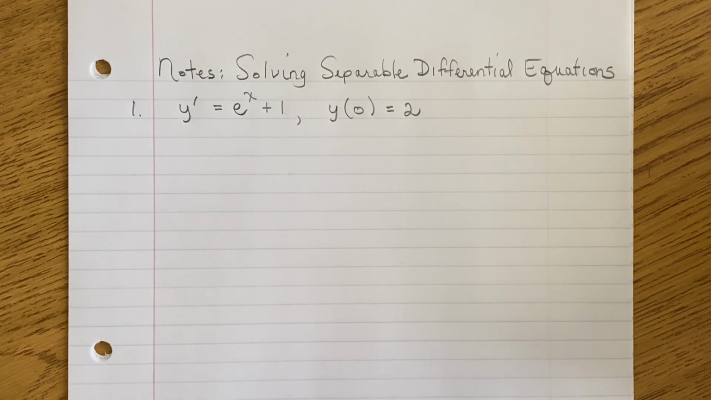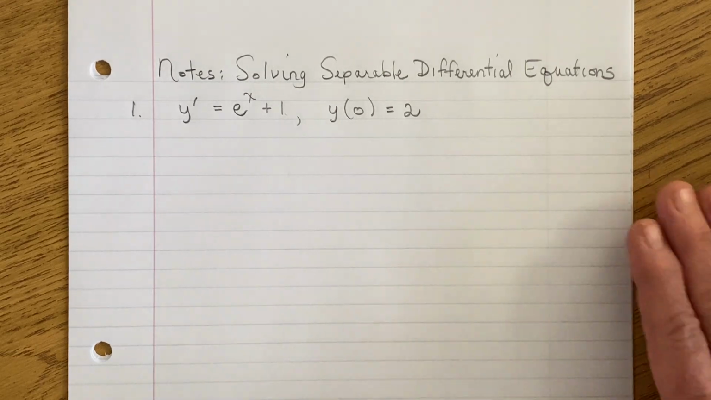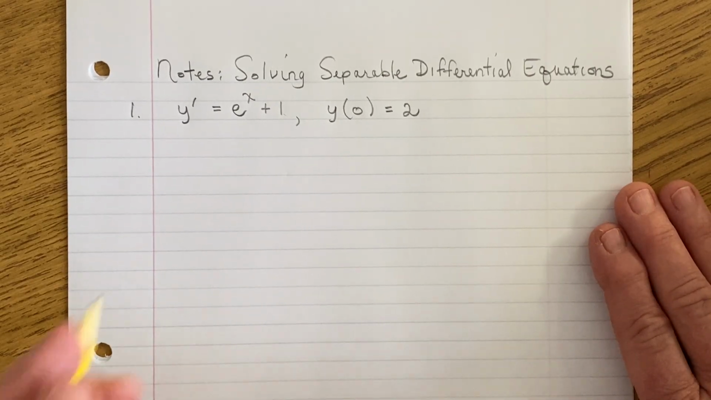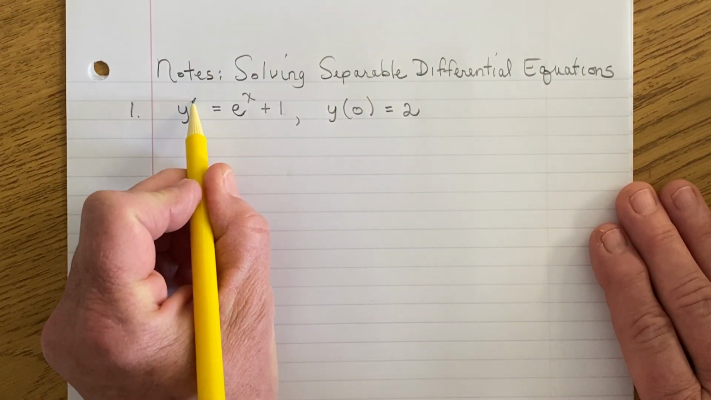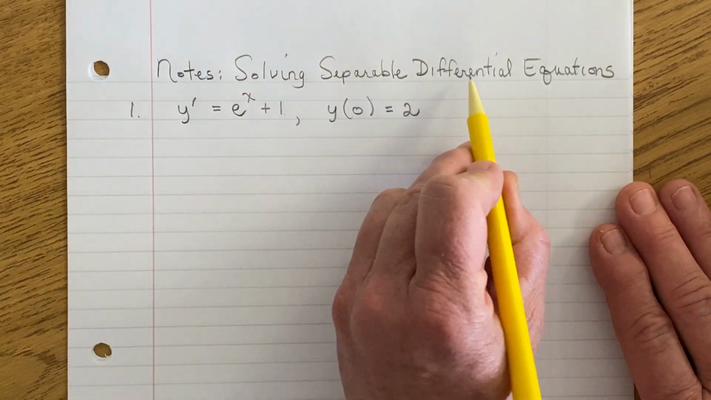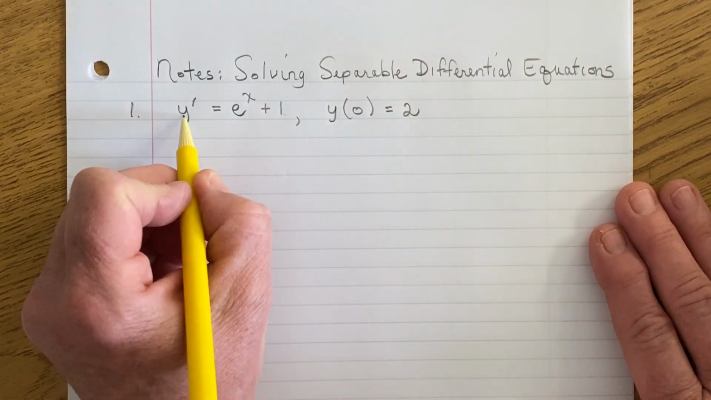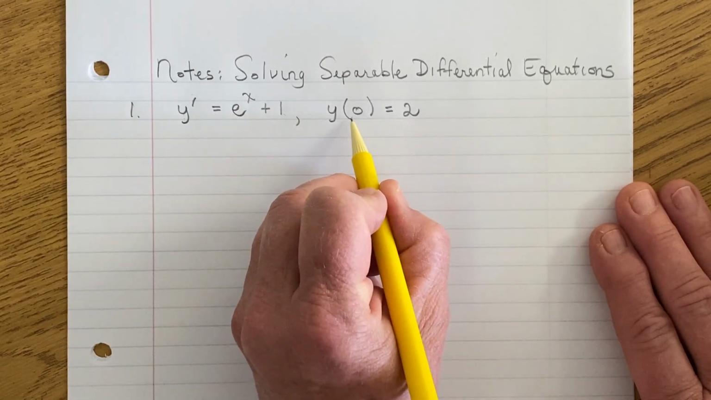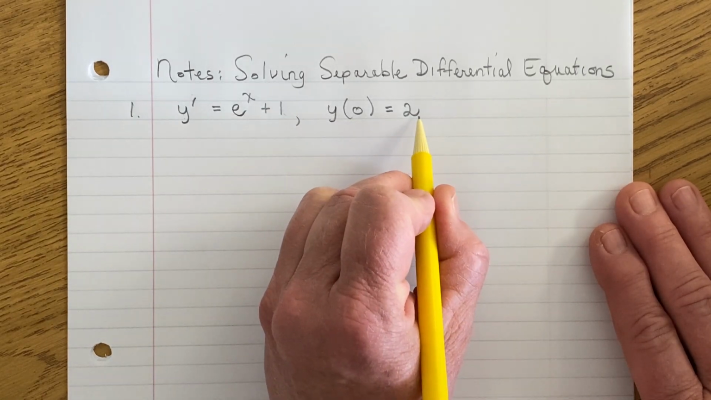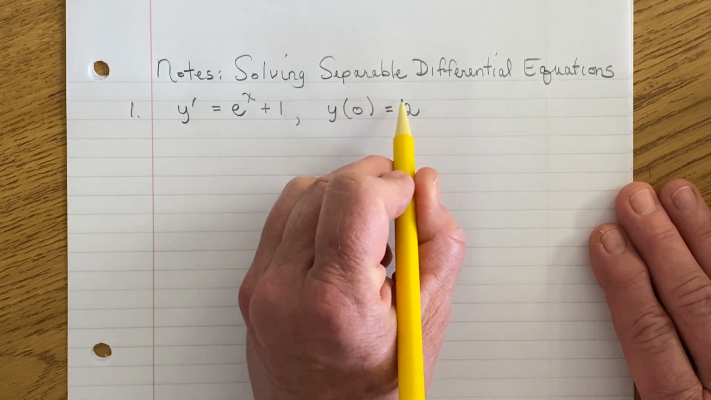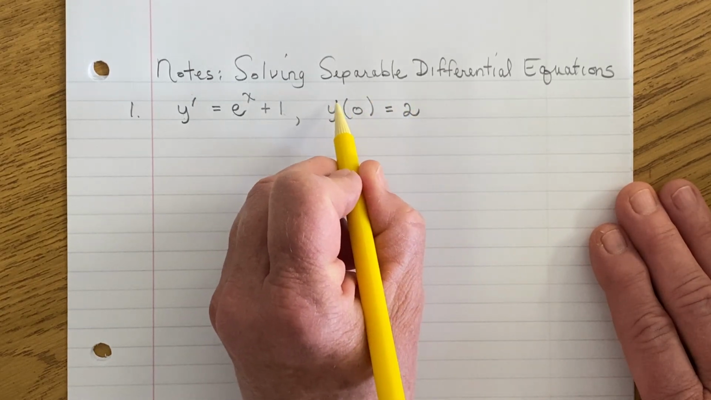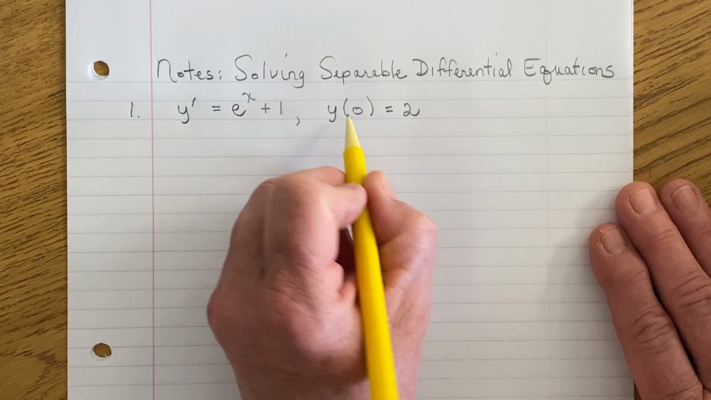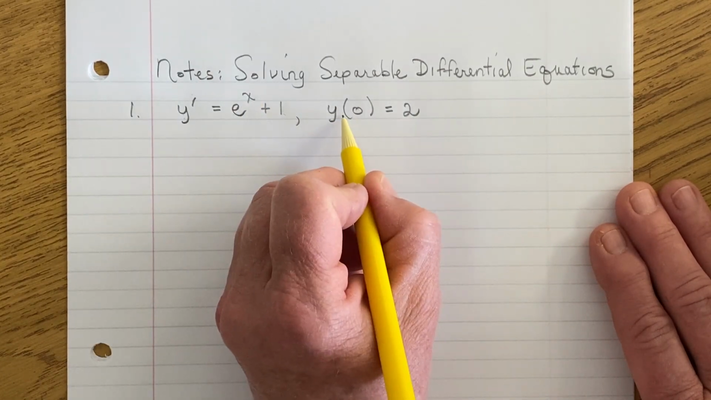Hey everybody! In this lesson we're going to be solving separable differential equations. So problem number 1: given y prime, or a derivative of a separable differential equation, y prime is equal to e to the x plus 1. We're also given the initial condition y of 0 equals 2. Notice that this is going to be an ordered pair that falls on the regular graph, the y equals graph, not the y prime, just because of the notation.